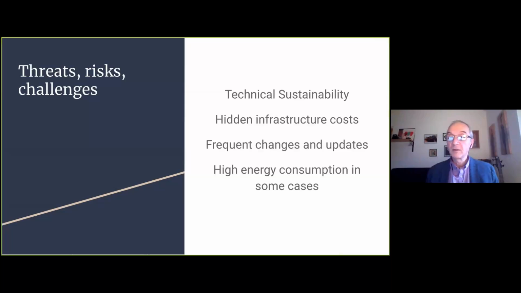The other thing with blockchain technology is that it continues to develop fairly fast. So there are frequent changes and updates. Sometimes they are small scale, they don't make any huge functional changes, they don't make big feature changes, but in other cases they are significant.